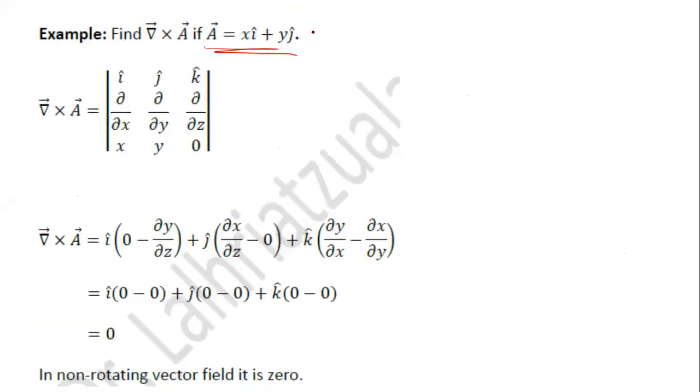If you take the curl of this vector, now curl is again this operation, you already know. In determinant form you can write the cross product between del and a vector, and if you take the determinant, then this is what you get.